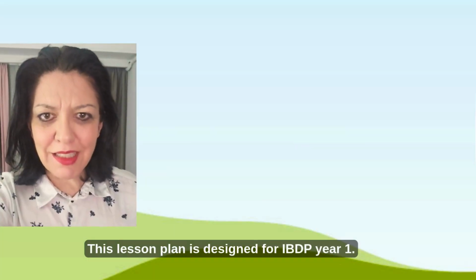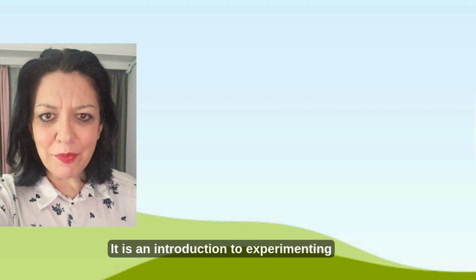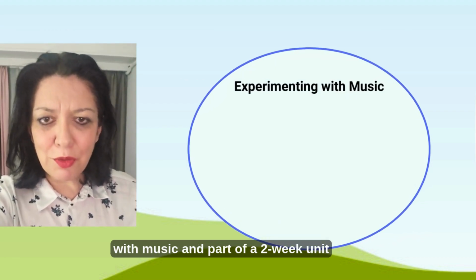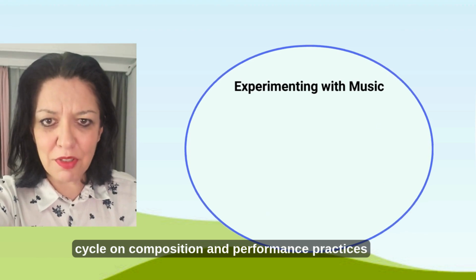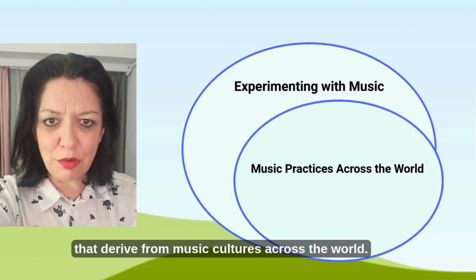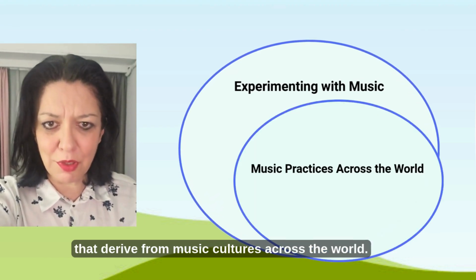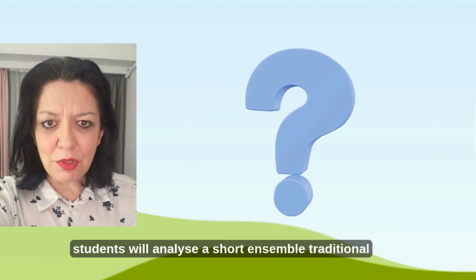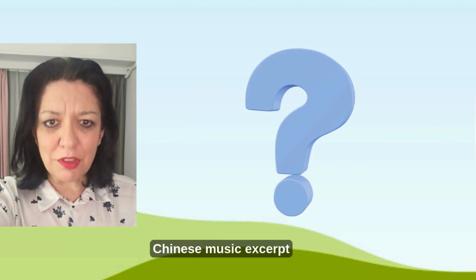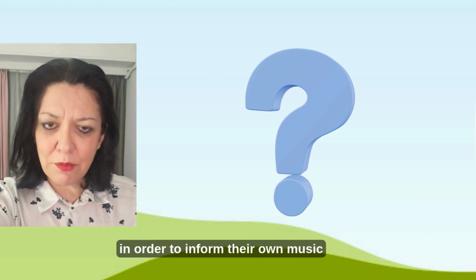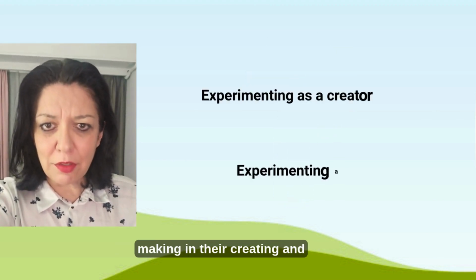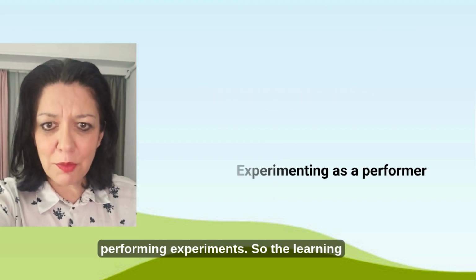This lesson plan is designed for DP Year 1. It is an introduction to experimenting with music and part of a 2-week unit cycle on composition and performance practices that derive from music cultures across the world. Based on inquiry questions, students will analyze a short ensemble traditional Chinese music excerpt in order to inform their own music making in their creating and performing experiments.